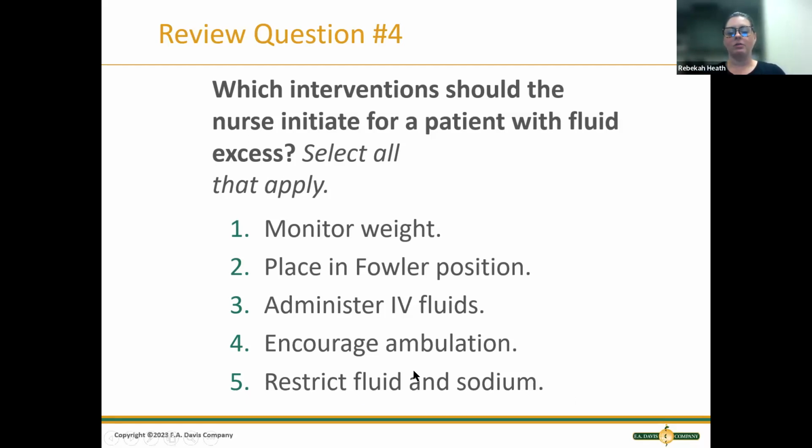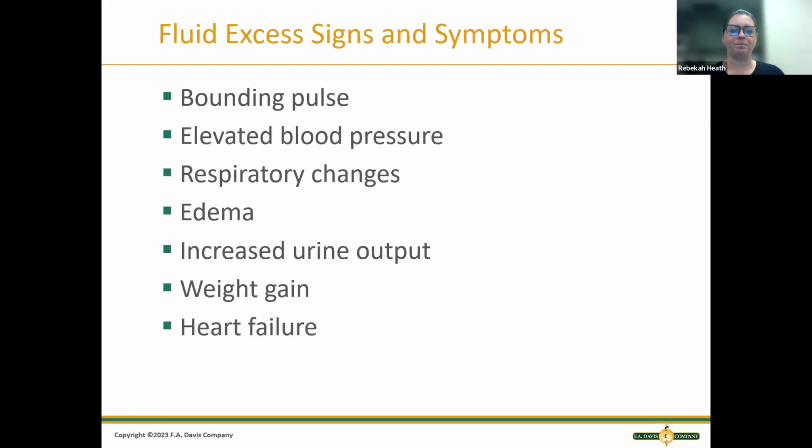And 5, restrict fluid and sodium. We don't want to be giving them extra fluids if they're already overloaded. And sodium has a relationship with fluids. Fluid will follow the sodium. So if you have somebody that's eating a lot of sodium, salt, especially, they tend to retain more fluid. And so we want to restrict often those patients who have too much fluid. We want to restrict their sodium intake so they don't become even more fluid overloaded.